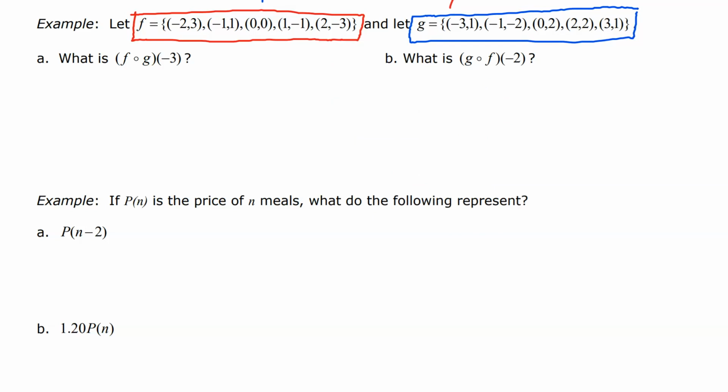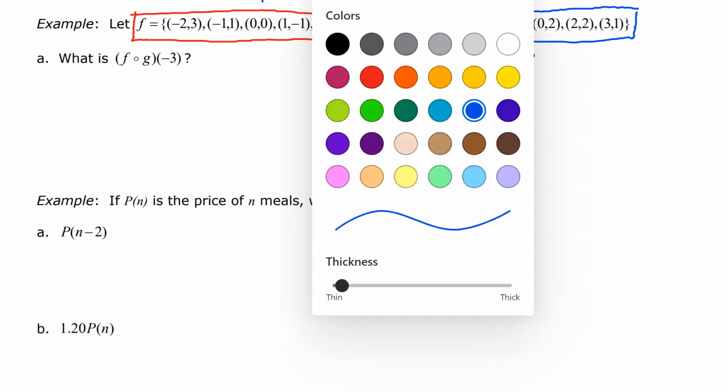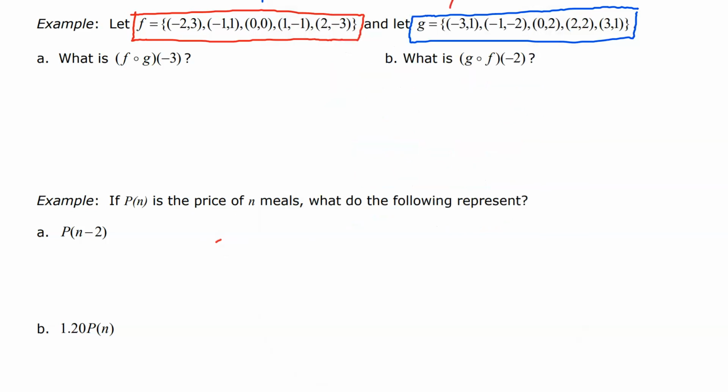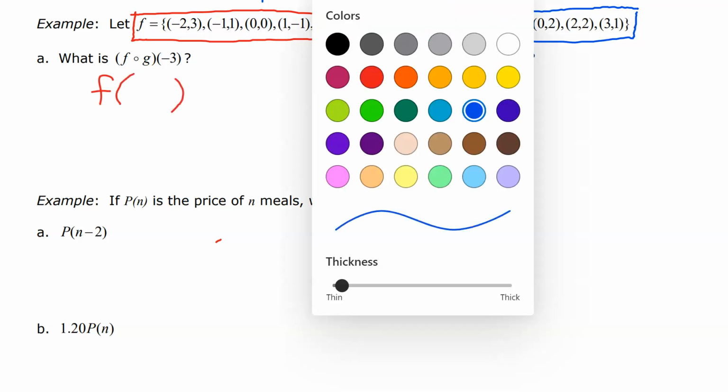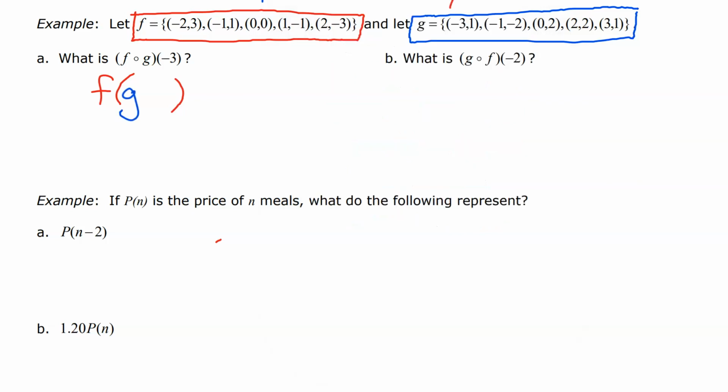Now I'm going to need to rewrite my functions here. So I have f of g of negative 3. Negative 3 becomes our x value. Okay, now you know what to do based off of this. So let's simplify g of negative 3 first. Find that negative 3 point. Okay, my y value is 1. So we would just end up with f of 1.